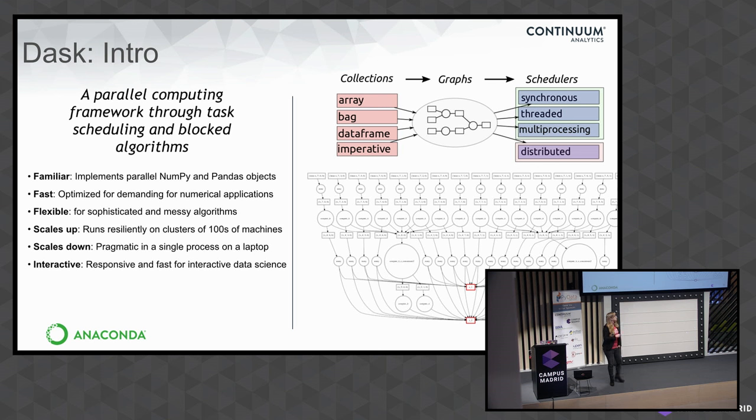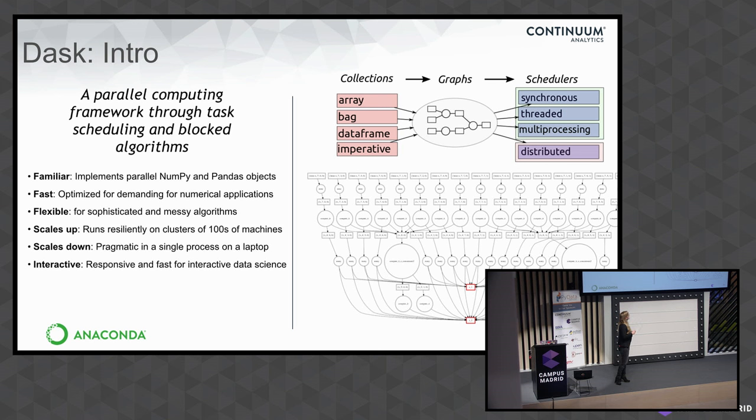So basically what Dask has is collections that can be arrays, which are very similar to NumPy arrays, and data frames, very similar to Pandas data frames. There's also a bag, which is a JSON-like data structure for treating things like text or returns from JSON. And then imperative is a way, if your code does not fit those data structures and you have some custom code, to also build these graphs of tasks that need to be executed automatically.